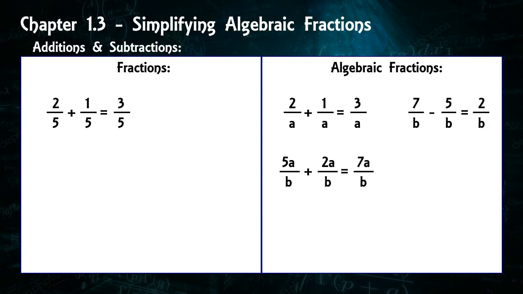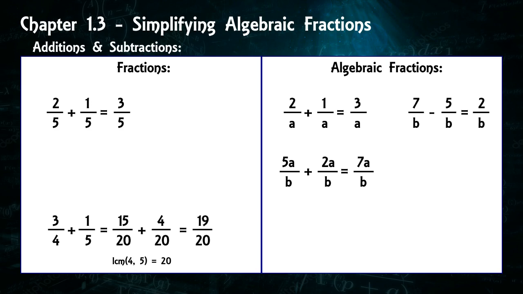So far, so good. The difficult part in adding and subtracting came into play when the denominators weren't the same. In 3 over 4 plus 1 over 5, we would first have to change the fractions so that the denominators would be the same. I would change them into 15 over 20 and 4 over 20, as 20 is the lowest common multiple of 4 and 5. And now I can just add the 15 and 4 to receive 19 over 20.